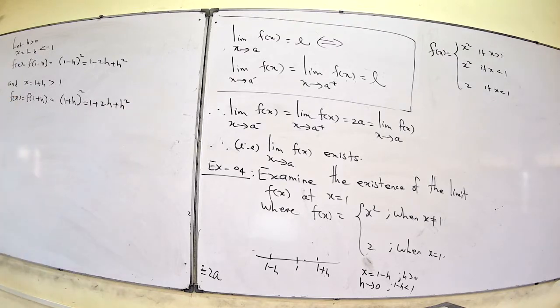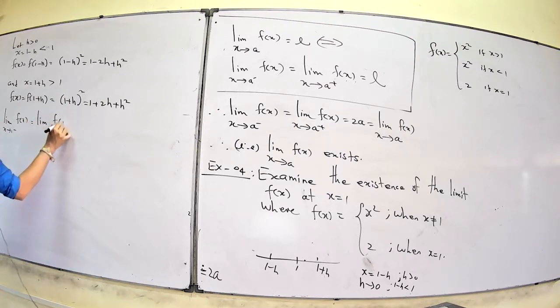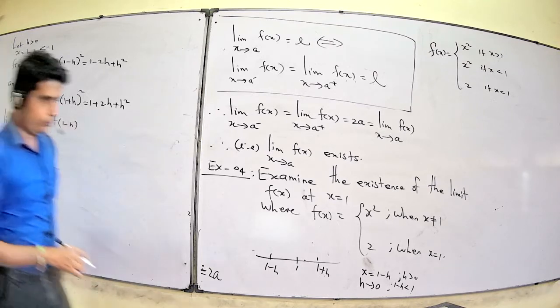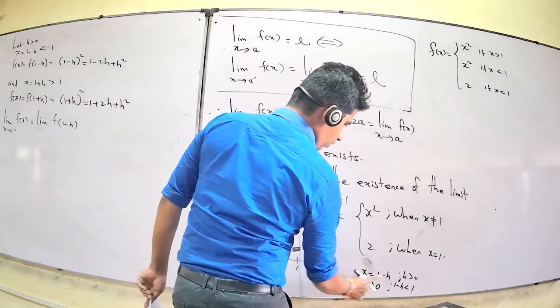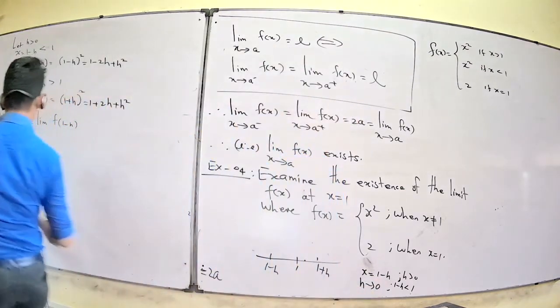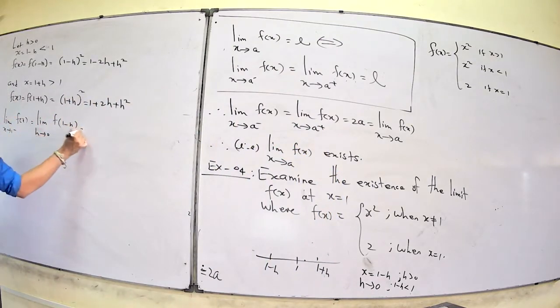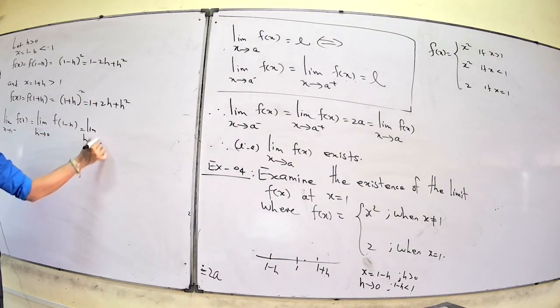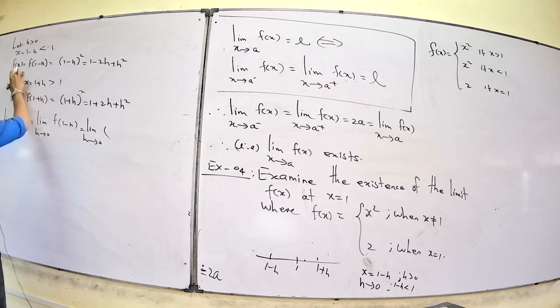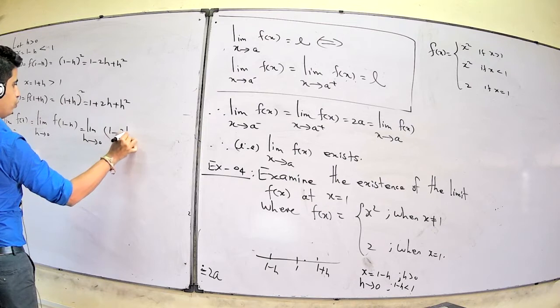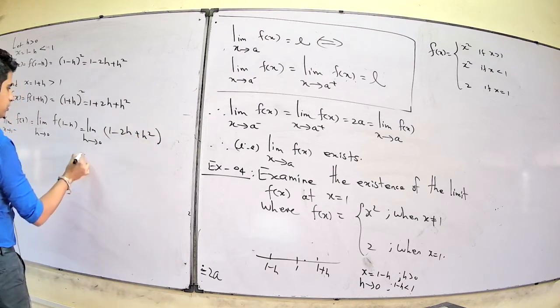Now you want to find the left limit and right limit. Left limit means limit of f of x as x tends to 1 minus. Therefore, it is the limit of f of x equal to f of 1 minus h. Here, as I already discussed, suppose x equals 1 minus h, it means h tends to 0. Therefore, limit as h tends to 0. What is f of 1 minus h? F of 1 minus h equals 1 minus 2h plus h squared. You put the value h equal to 0, then you get 1.